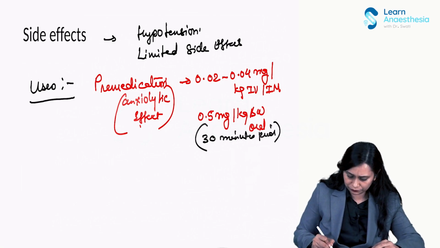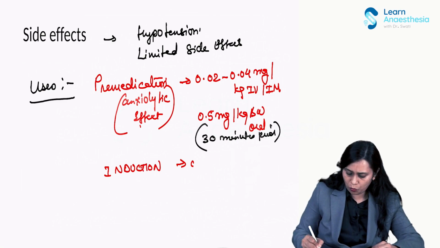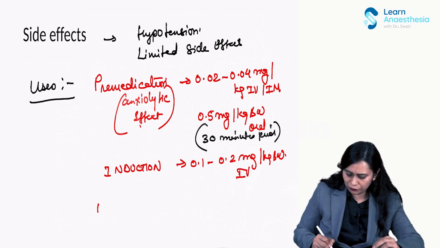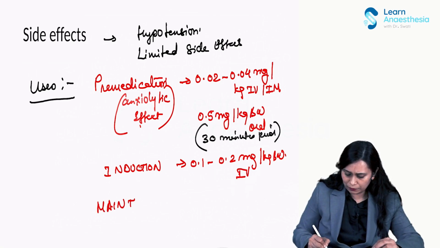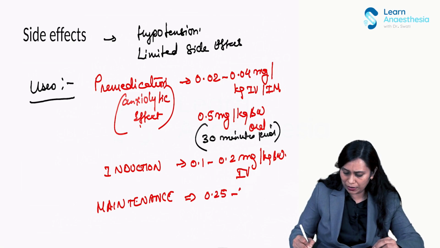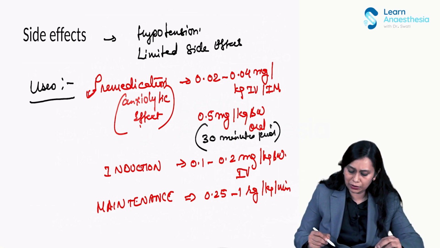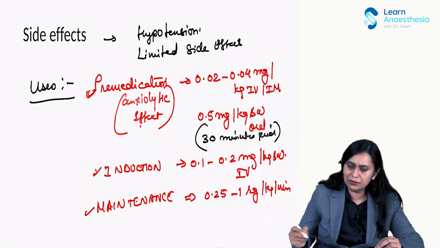For induction, dose 0.1 to 0.2 milligram per kg body weight IV. And if I am using it for maintenance of general anesthesia, then the dose is 0.25 to 1 microgram per kg per minute infusion. Got it? So we use it for pre-medication mostly. We can use it for induction and maintenance in the following doses.